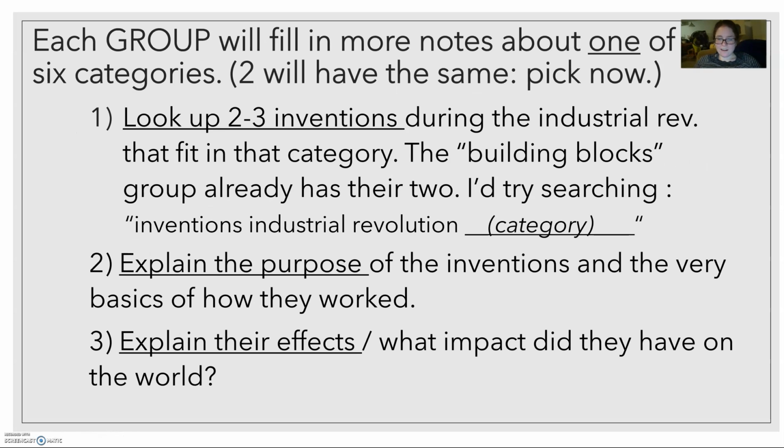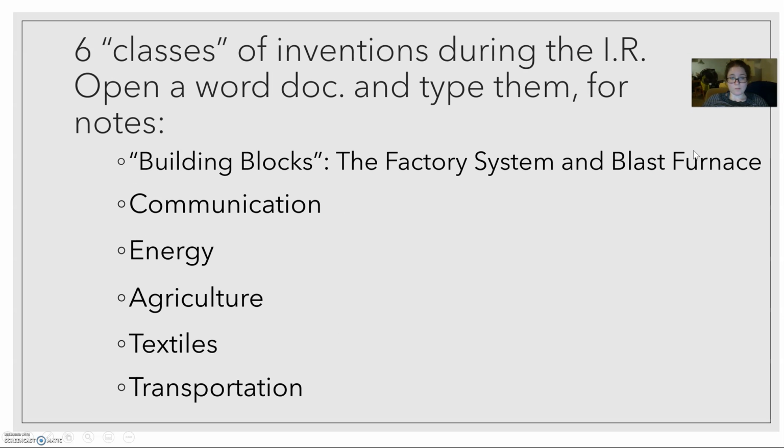Here's where it gets a little bit complicated. It looks more complicated than it really is, though. Y'all have done this before. Each table group is going to fill out notes about one of those 6 categories. You just wrote down 6 categories. So, for example, one group you're going to talk about communication. One group you're going to talk about energy. And so on and so forth.